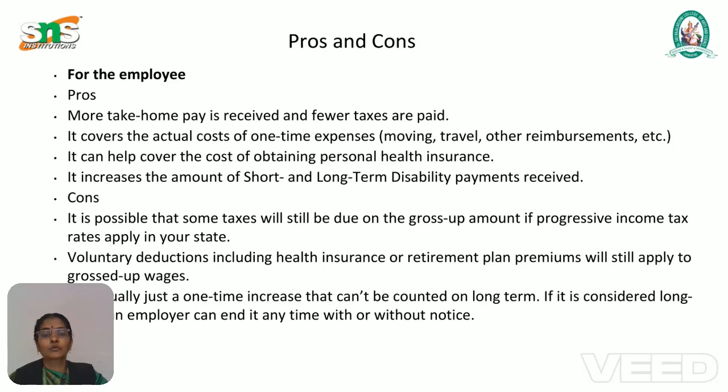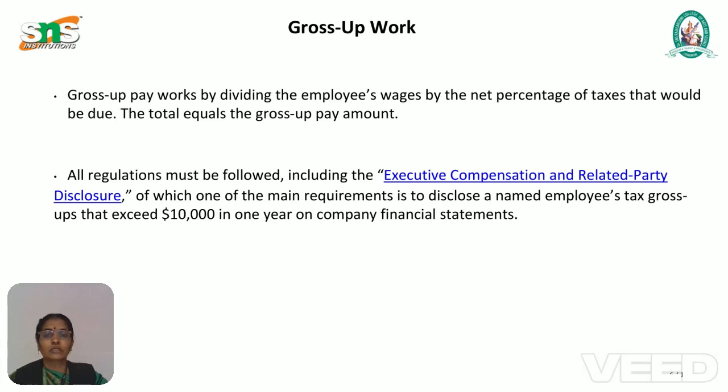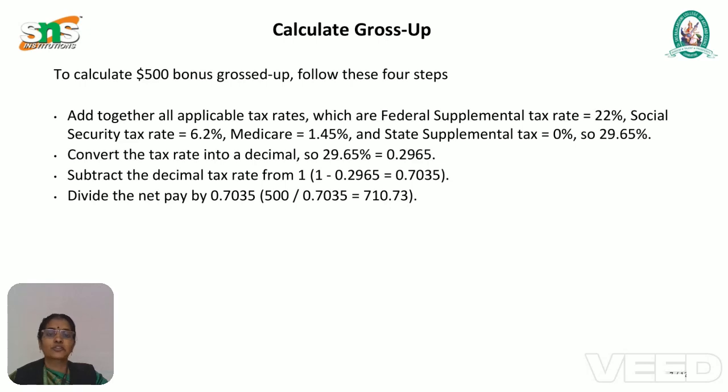Next, we move to how gross up works. When we are calculating the gross up, we have to use some technique. Gross up works by dividing the employee wages by the net percentage of taxes. For example, while calculating gross up, we have to add together all applicable tax rates, then convert the tax rate to a decimal and subtract it from one, and finally divide the net payment by that figure.